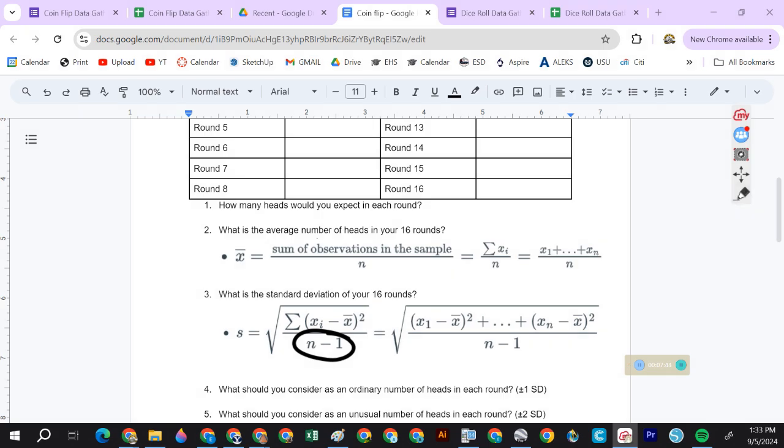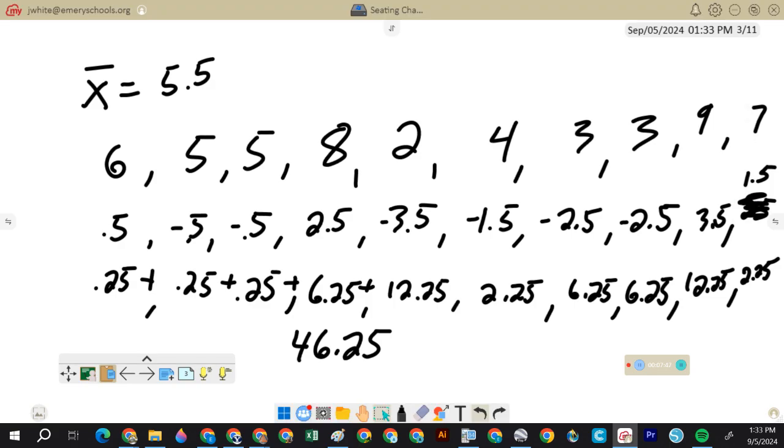So I take that number, and I divide it by 15, and I get 2.82. Now yours is going to be different, obviously. What does this number tell me? That is the average distance from the average. Now, truth be told, it's a little bit bigger than the average distance from the average, but that's the number we're going to use. Okay? So this is the average distance from the average.